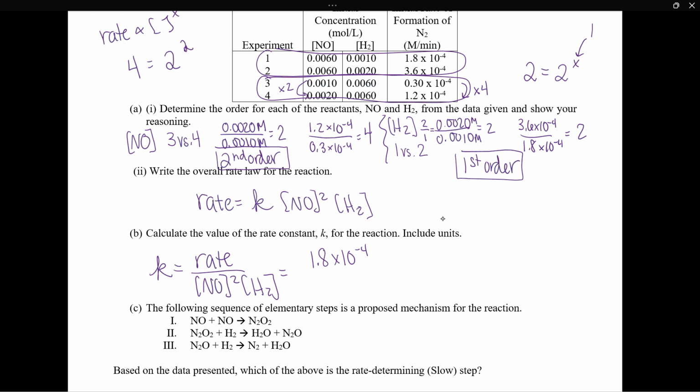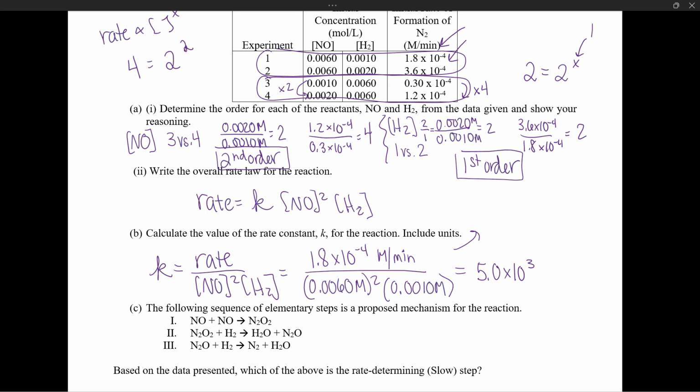So my rate from experiment 1 is 1.8 times 10 to the negative 4. I'm getting these numbers just from my data table, and my units I'm also getting from my data table. You'll be given units, and they're going to vary based on the problem, so pay attention in particular to the time unit. It might be seconds, minutes, hours. In this case, it's minutes. And then NO is 0.0060 molarity squared. H2 is 0.0010 molarity. If you plug those in, you get 5 times 10 to the third. And then let's look at the units here.